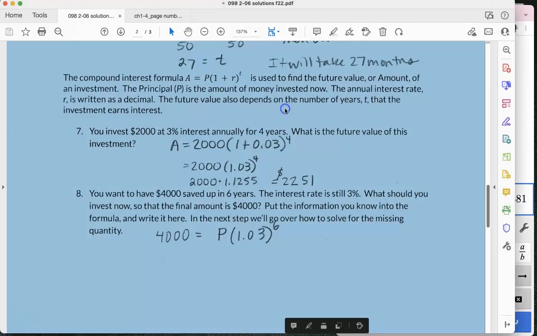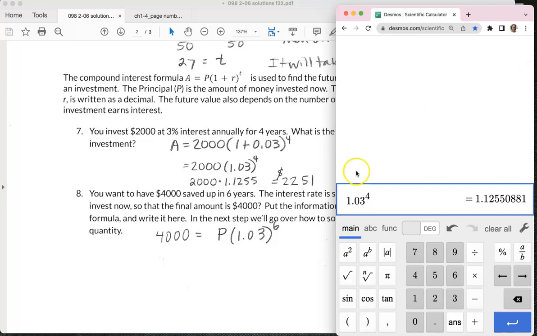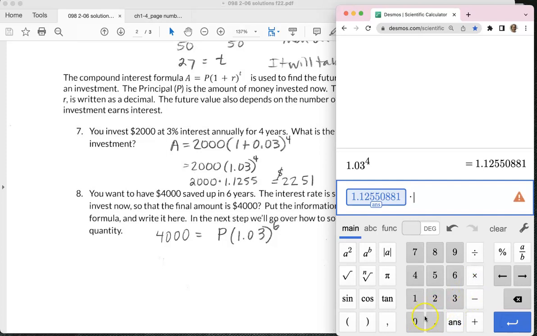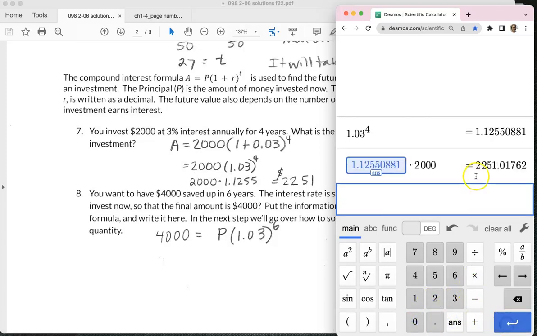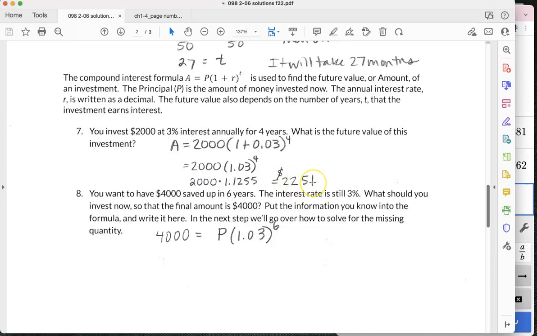I did not tell you to keep 4 decimal places, but that's a reasonable amount to keep. 2 decimal places is not enough in this case. There's just something about these problems that require a little bit more accuracy for a good answer. Once I have that, I can take my answer times 2,000, and I get 2251, and 2 cents basically. So $2,251. So it looks like you earned $251 in interest because you started with $2,000. So that's not a bad investment.